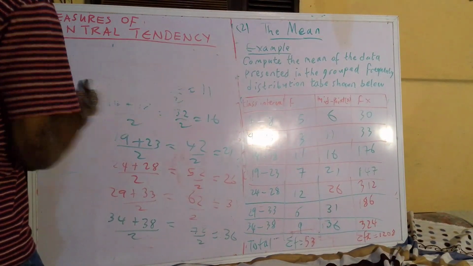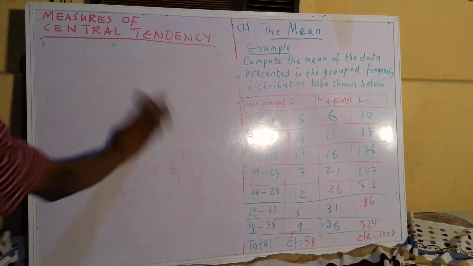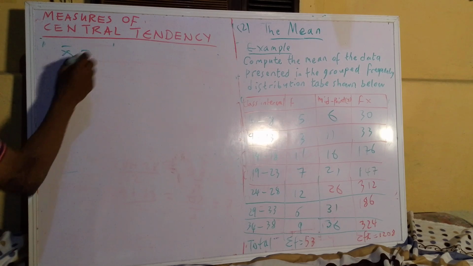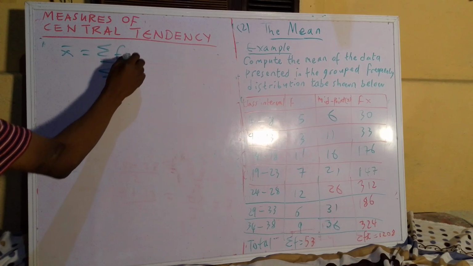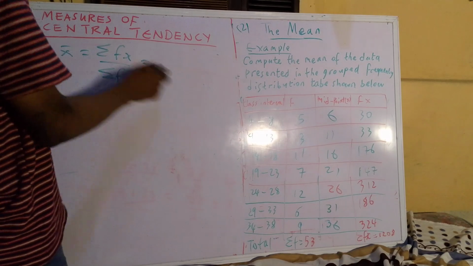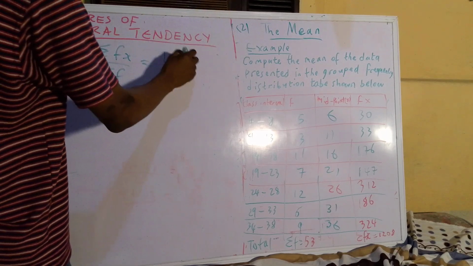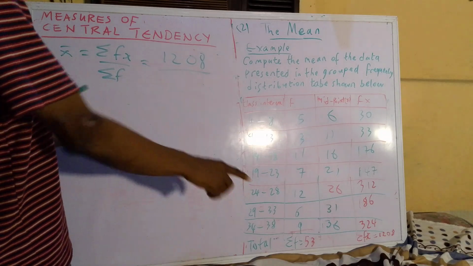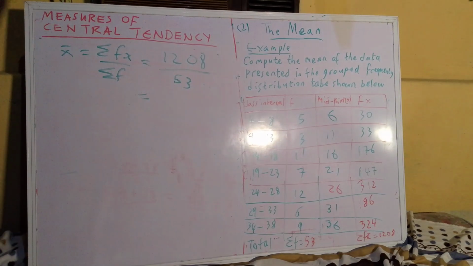So let's move faster. From there now we have x bar, that's the mean, equal to summation of fx over summation of f. This represents the mean. So summation of fx is what? 1208 all over summation of f, which is 53. So what will this give you if you divide it?